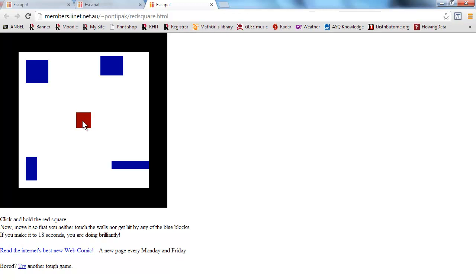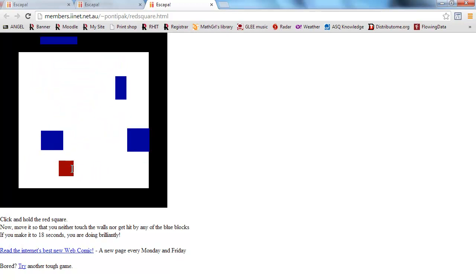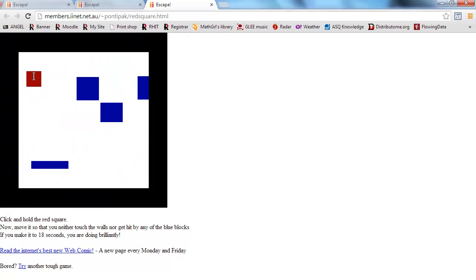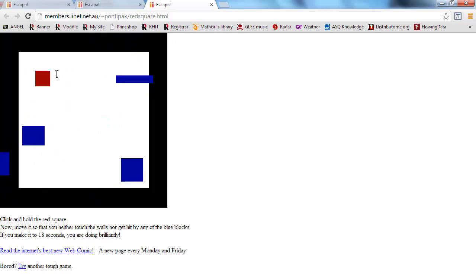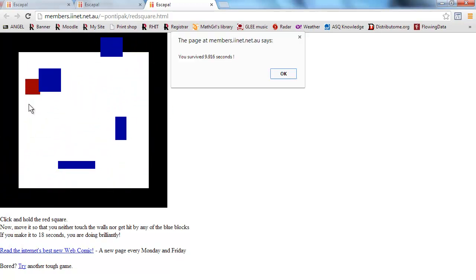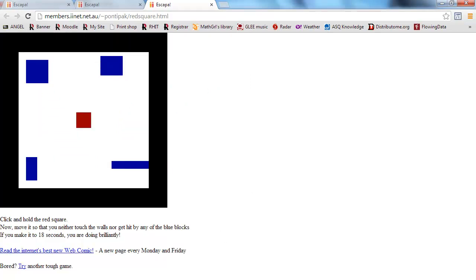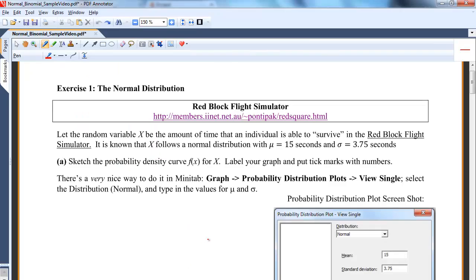I'm certainly not great. I'm the red block, and I move it with my mouse, and I'm just trying to stay away from the blue blocks. Eventually there are some patterns, and I think students particularly like this because they like computer games. My only worry is sometimes you have to go around and say, okay, it's time to start the exercise, because I think they could play this for probably the whole class. Anyway, my time there is 9.92 seconds. That's how long I survived. Okay, so let's go back to the exercise.